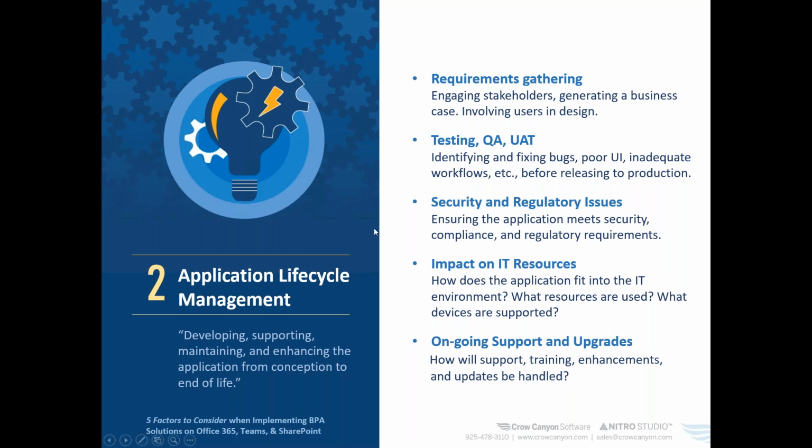So any application development necessitates requirement gathering, engaging the stakeholders, generating the business case, why the company should spend effort and cost and resources on developing this, and getting the users involved. There's testing, QA, UAT, user acceptance testing. You want to fix a number of things before you bring it into production. There could be security and regulatory issues you have to encounter, maybe some private information that gets out, or security issues with IT. These are all things you have to consider when developing an application that's going to be truly used in a production environment.